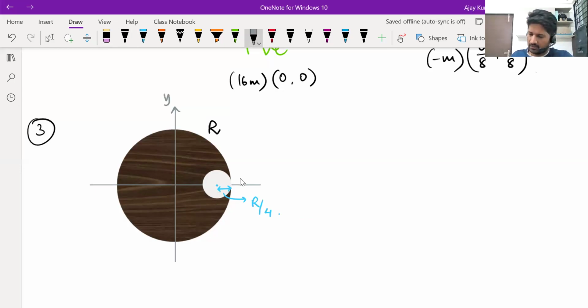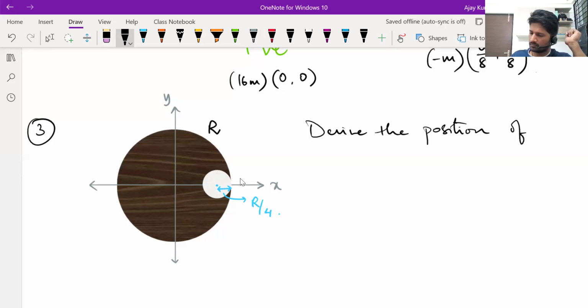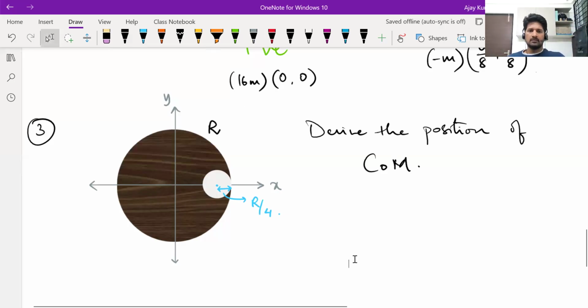So it's an areal mass distribution. Treat it as a combination of masses, full positive mass and small negative mass. Distribute the masses proportionately. Derive the position of center of mass. Solve carefully, all of you. I'll give you 3 minutes.